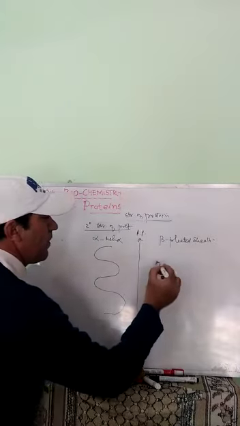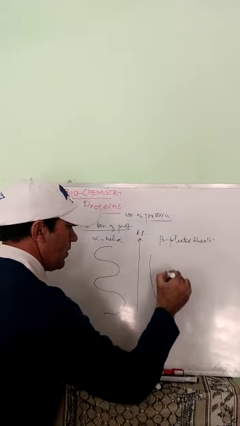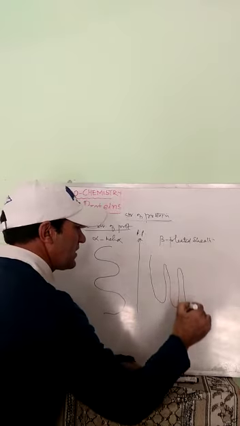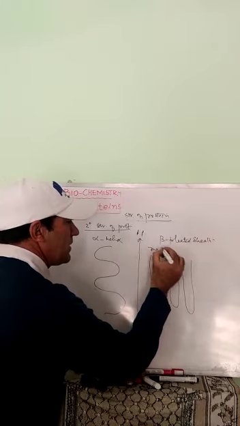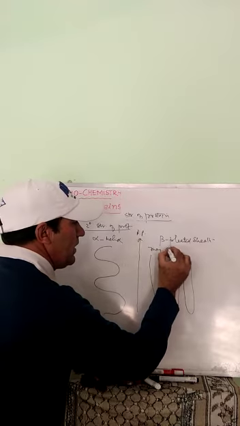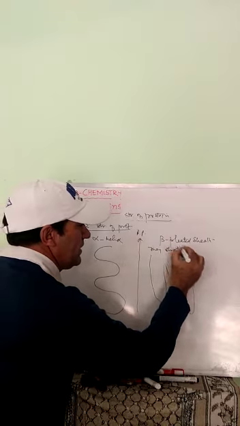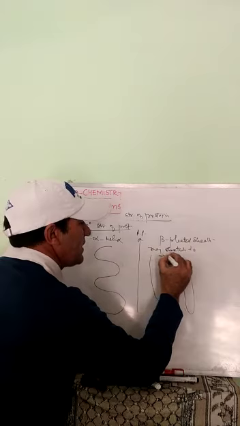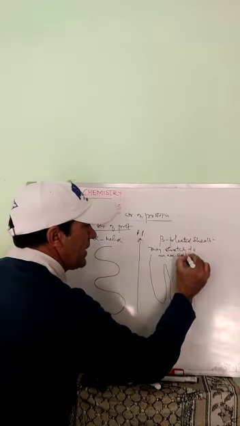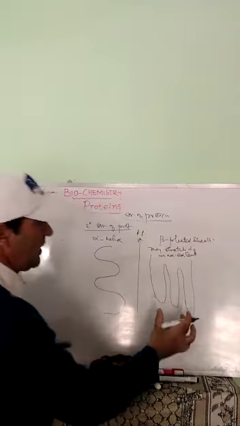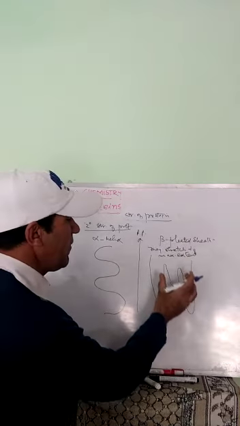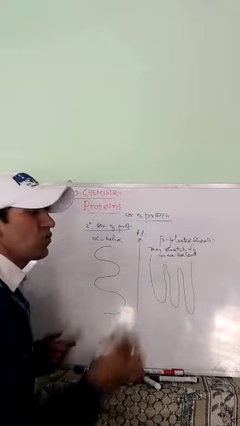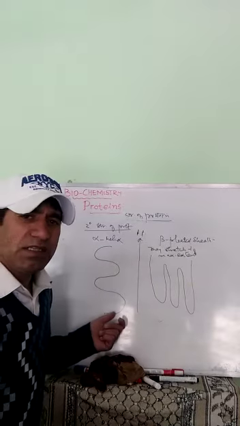If it is in the form of layer-like structures, these polypeptides stretch to the maximum extent. So these layers, which stretch to the maximum extent, form a sheet-like structure. This sheet is known as a beta pleated sheet.